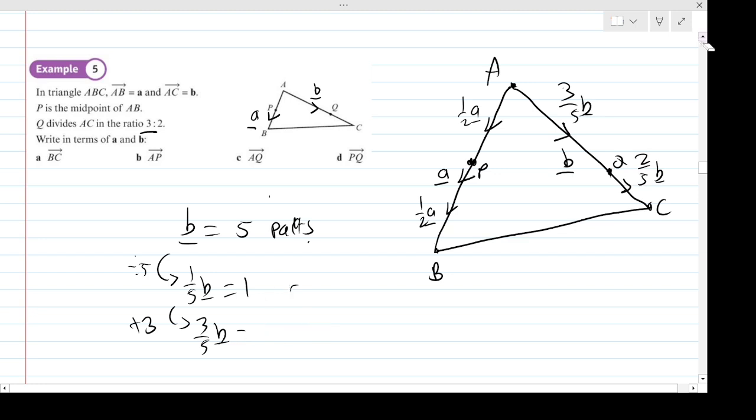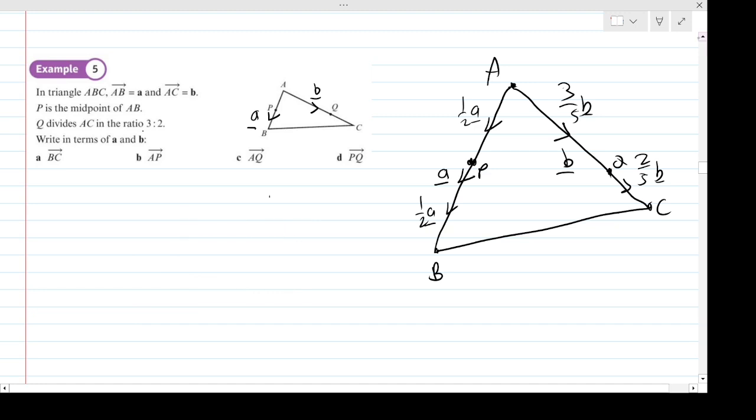And obviously, when you get more comfortable, you don't even need to do this sort of ratio stuff. Hopefully, you should be able to immediately spot, well, if Q splits AC into 3 to 2, that means it's going to be 3/5 of AC. So we would say A to Q is 3/5 of AC, but AC is b, so it would be 3/5 of b, which we got there. But anyway, there we are. So we've fully labelled our diagram now.